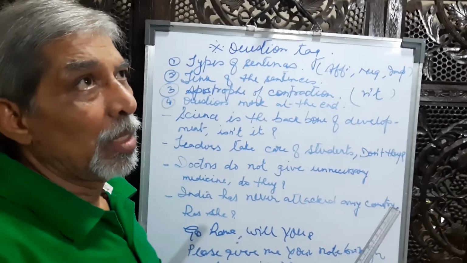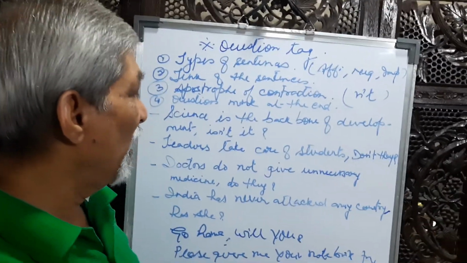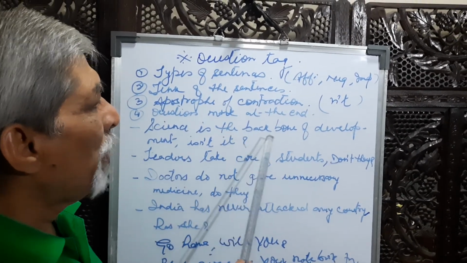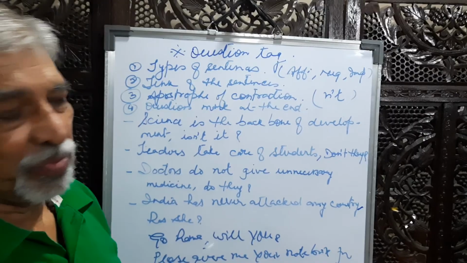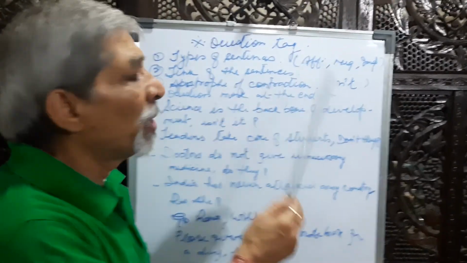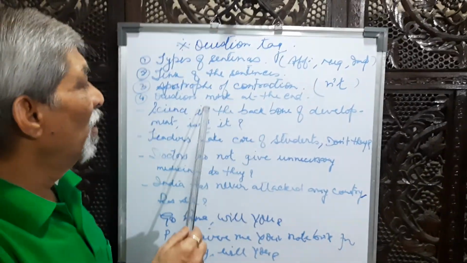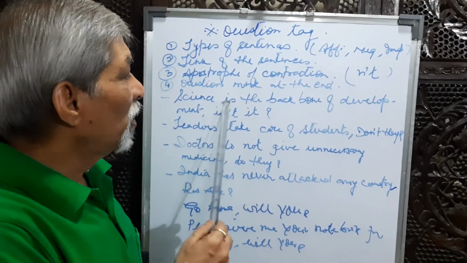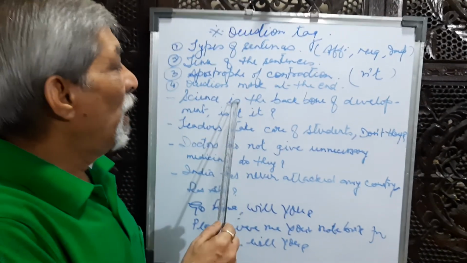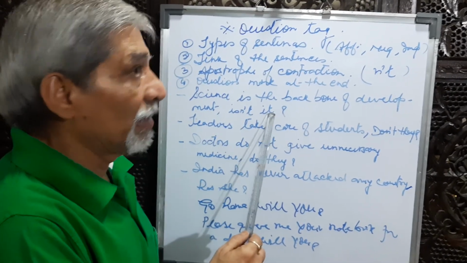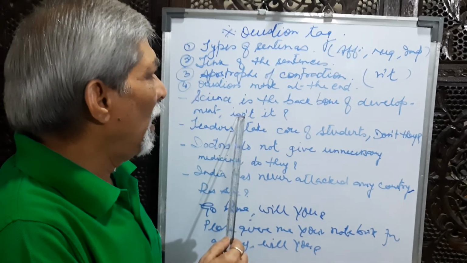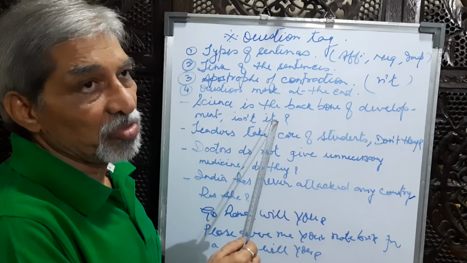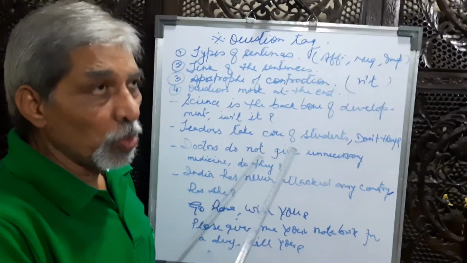Like if a sentence is given here, science is the backbone of development. This sentence is a simple present tense sentence, and here is the verb. So this will be used for the question tag: isn't, is with the apostrophe contraction, isn't it.